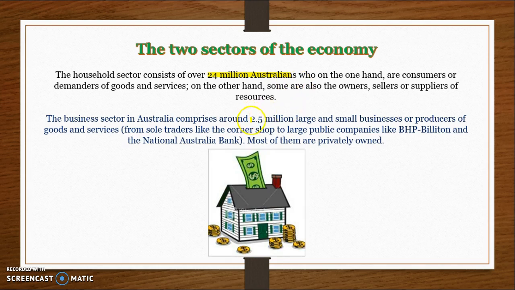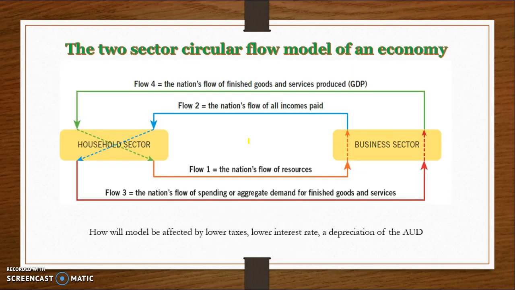The business sector comprises around 2.5 large and small businesses that are responsible for producing goods and services. Most of them are privately owned. Some of those businesses would be part of the government sector as well. So all the big companies that demand resources and produce goods and services. That's the circular flow model again, just looks a little bit different.